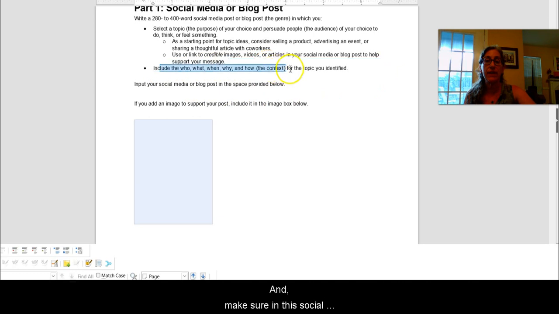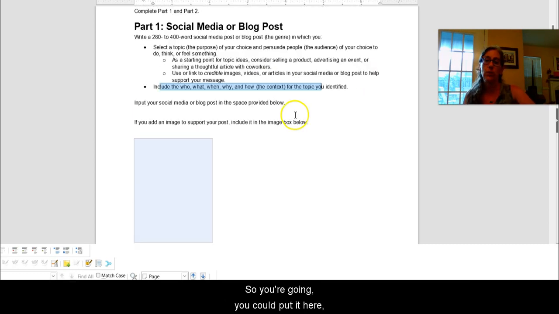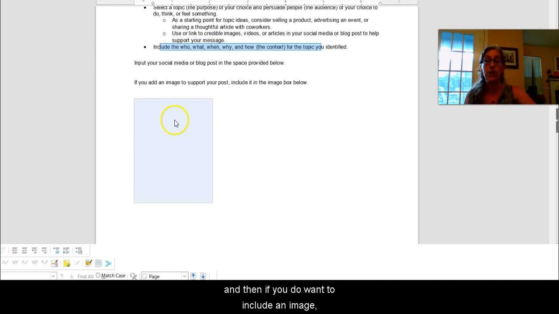And make sure in this social media post that you are clear about who it's about, what it's about, when, where it's occurring, why this is important, why whatever the topic is you're writing about, why it's happening, and how. Give the context. So you could put it here, in between here, you could put it right here. And then if you do want to include an image, you can put that here. And if you want to include other images, you can do that as well.